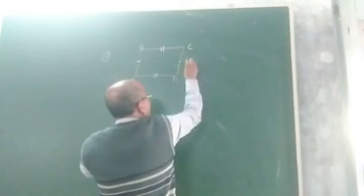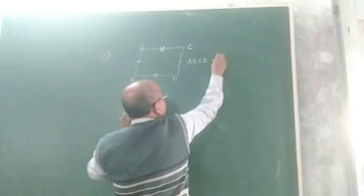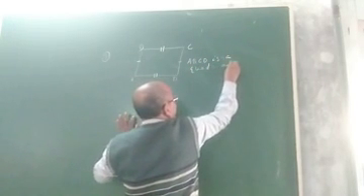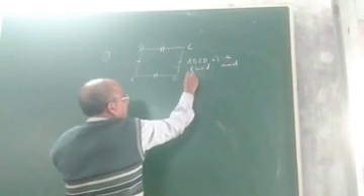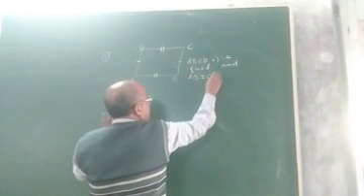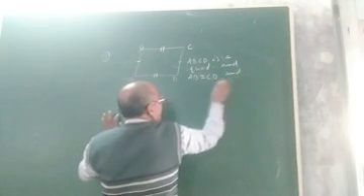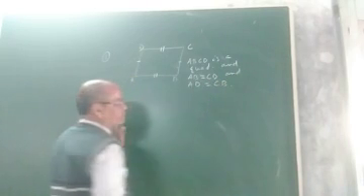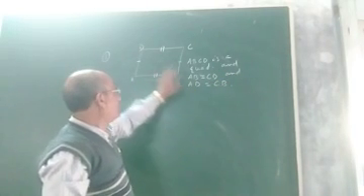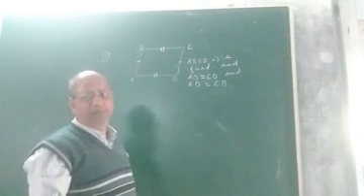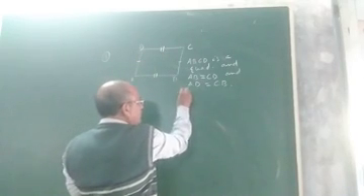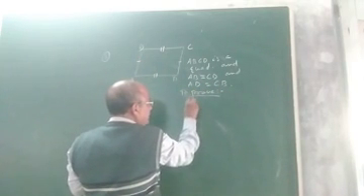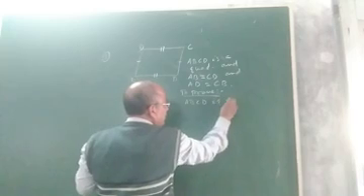So what are we given? We are given ABCD is a quadrilateral and both pairs of opposite sides are equal. That means AB equal to CD and AD equal to CB. This is given. So how to prove that this quadrilateral will be a parallelogram? What we want to prove is that ABCD is a parallelogram.